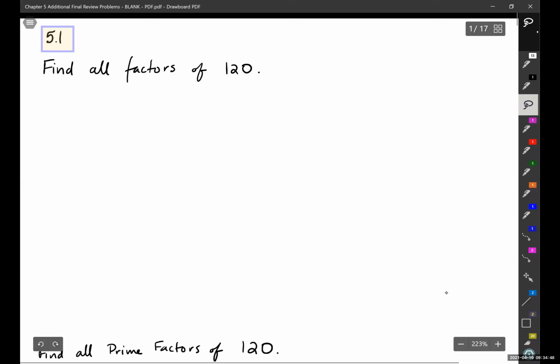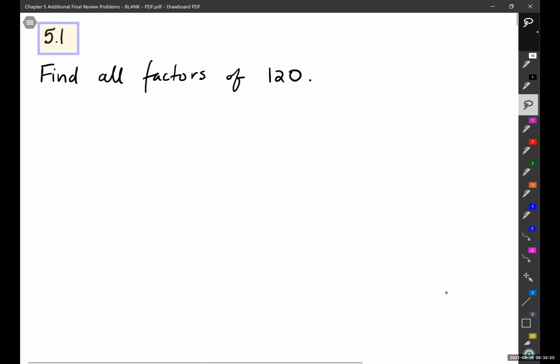In section 5.1, if y'all would find all the factors of 120, and the related follow-up question is find all the prime factors of 120. So think about what would be the difference in those two answers.